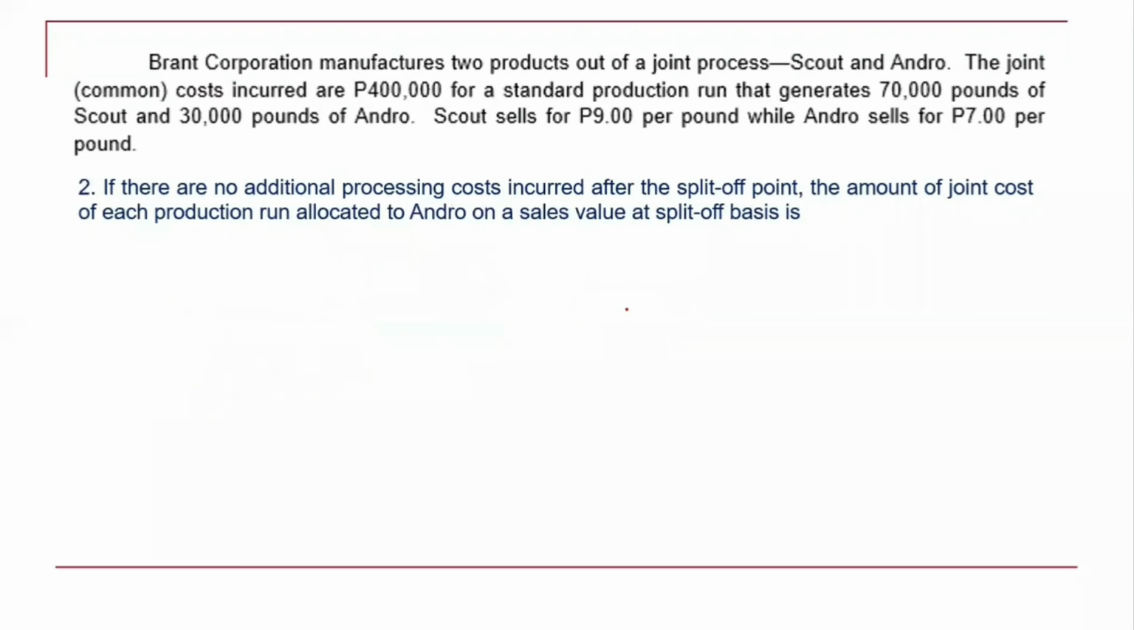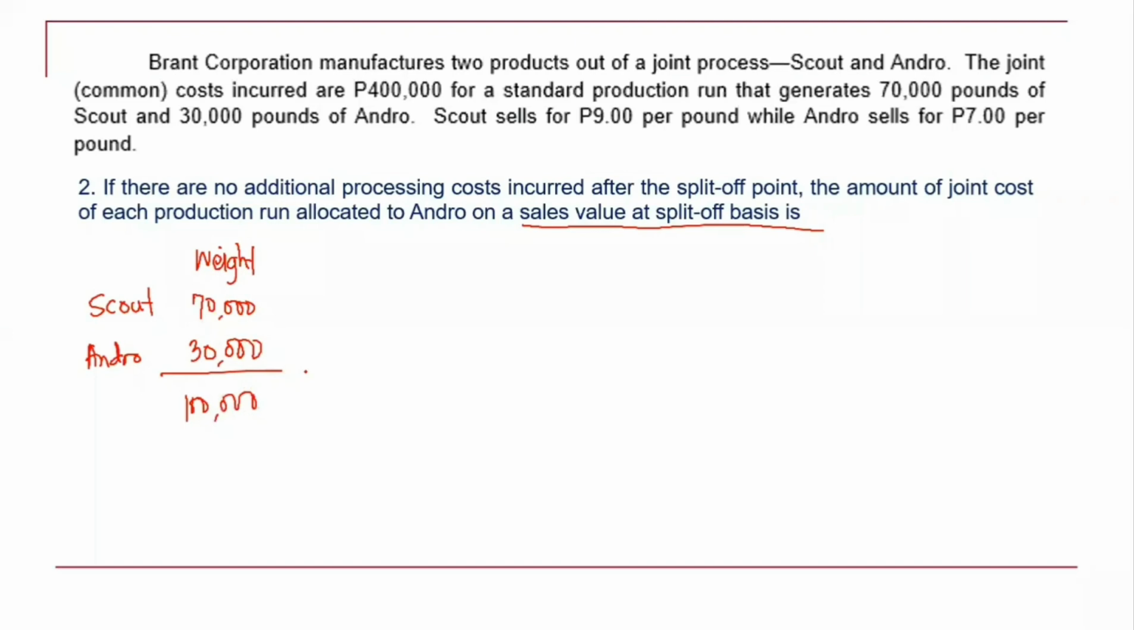Let's go to number 2. So sa number 2, ang gamit naman natin ay sales value at split off. So we have Scout, or pwedeng S na lang, and then Andro. Okay? So ang basis natin ay sales value at split off point. Ilagay na rin muna natin yung weight ng ating product. So that would be 70,000 kasi gagamitin natin siya, and then 30,000 for Andro. Total weight, 100,000. Pero establish the basis. Sales value daw. Sales value at split off point.